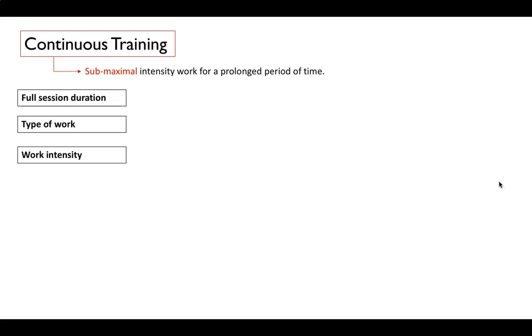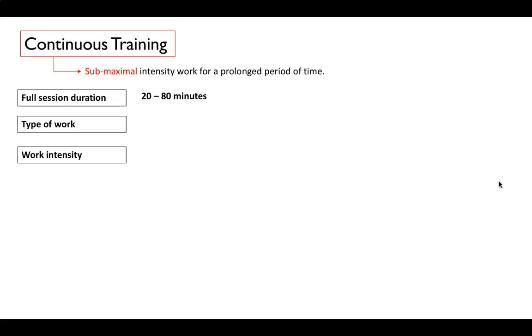Now, what we need to be aware of is the full session duration of a continuous training session, the type of work we can actually do within a continuous training session, and then the intensity of that work. So first of all, a continuous training session will go for a minimum of 20 minutes. So 20 minutes plus really, but we've got 20 to 80 minutes here, but it has to be a minimum of 20 minutes, up to 80 minutes.